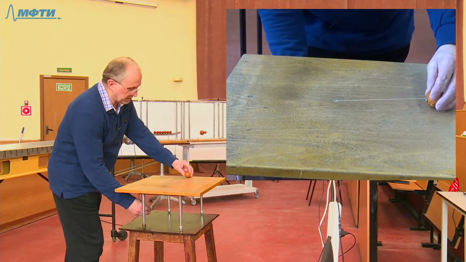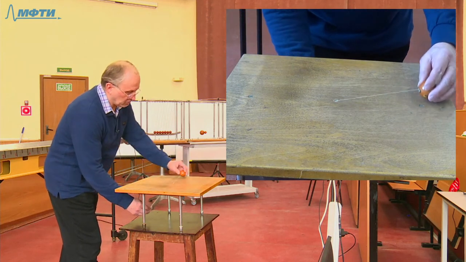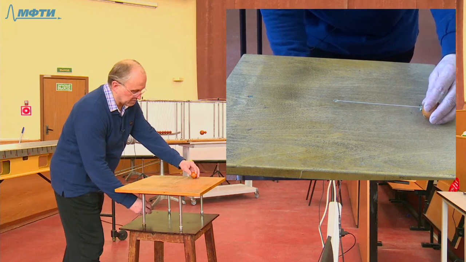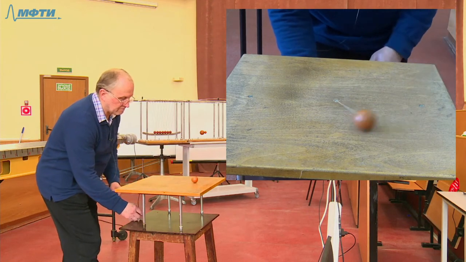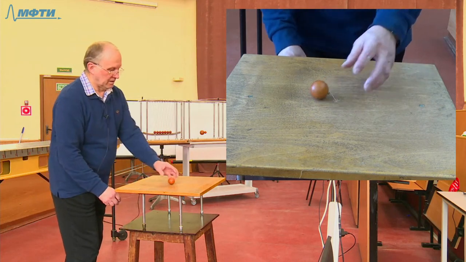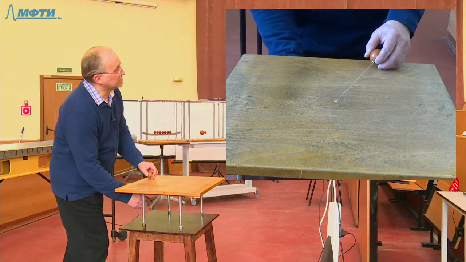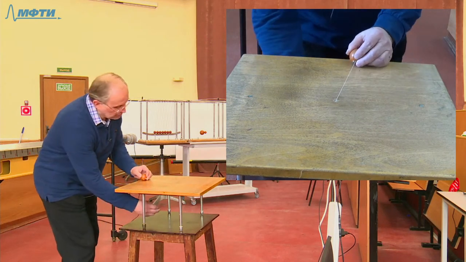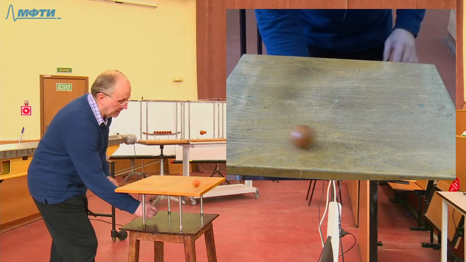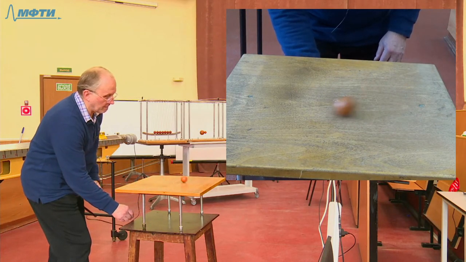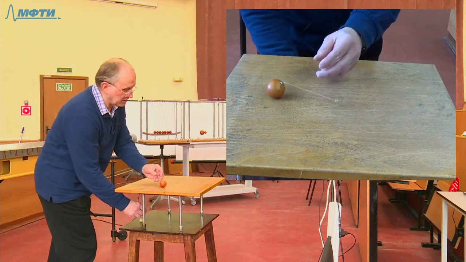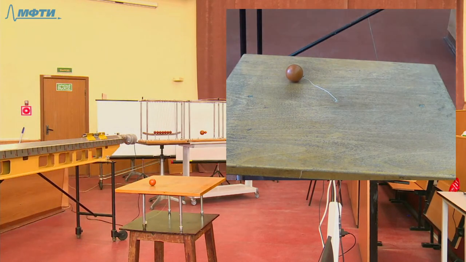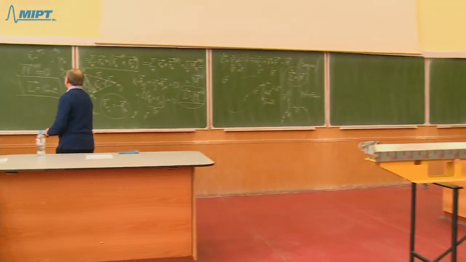And that results in such an interesting phenomenon that when I change the radius of rotation, something will happen here. Look. What happens? The velocity is increasing. When I pull the string downward, I reduce the radius of rotation and the velocity increases. When the radius increases, the velocity decreases. That phenomenon is described by the law of conservation of angular momentum.